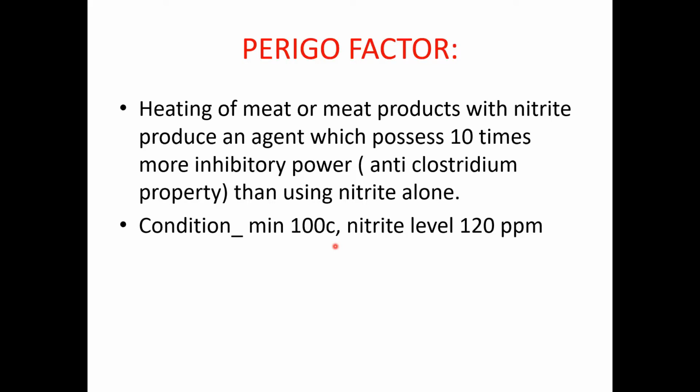Heating of meat and meat products with nitrite produces an agent which possesses 10 times more inhibitory power against Clostridium botulinum than using nitrite alone. We have already seen the ferredoxin enzymes and these things, but nitrite plus heating to high temperature produces a factor called the Perigo factor, which has 10 times more inhibitory power than nitrite alone.